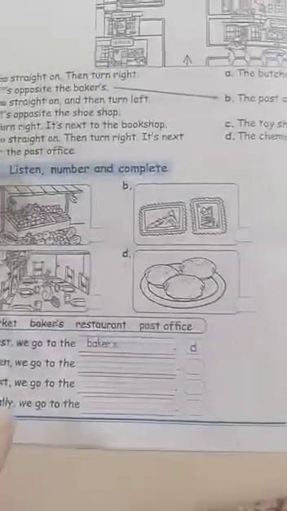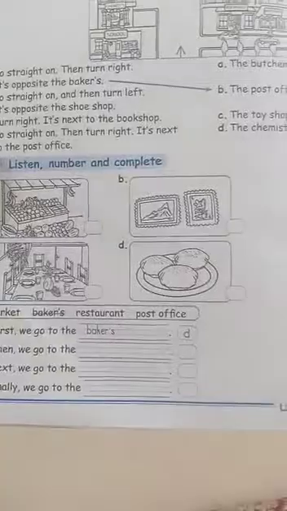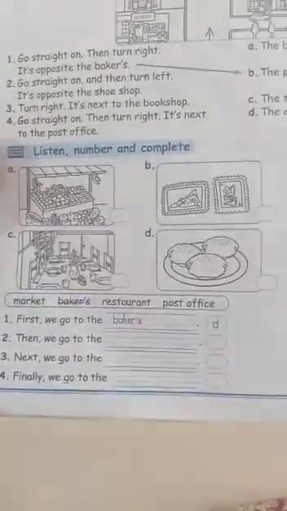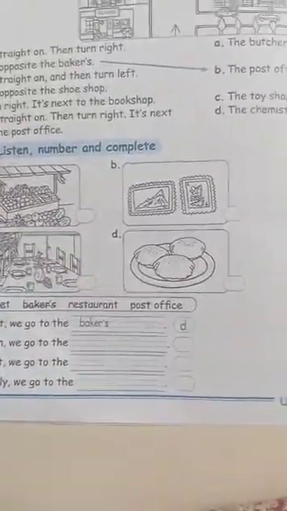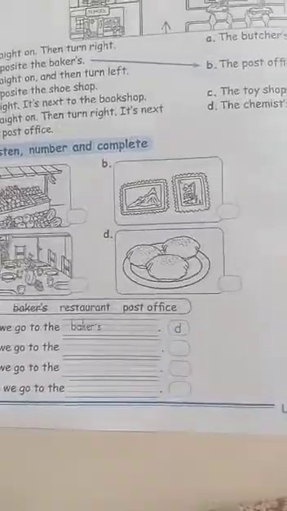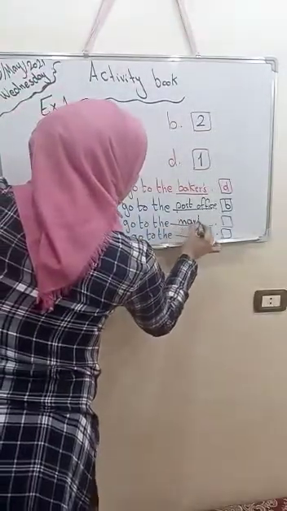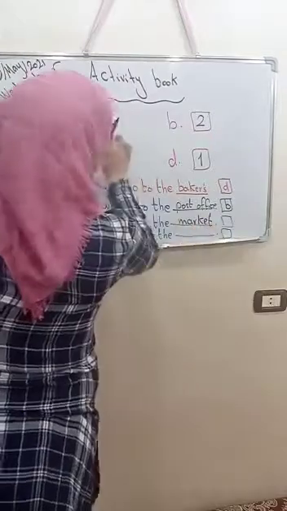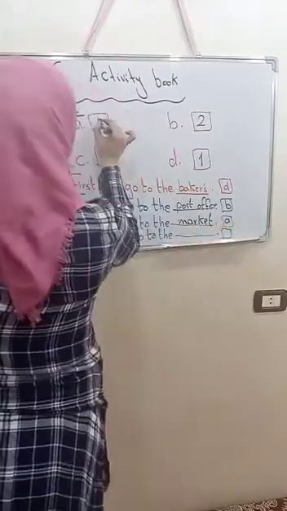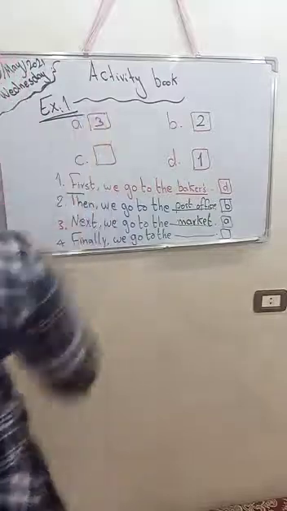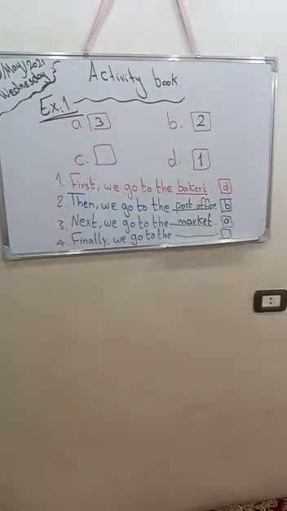Next, we go to the market. We buy fruit and vegetables. So what is the correct missing word here? Excellent. Market. Okay? Market. And which picture is the market? A. So right here, number 3. The third step, they want to go to the market.